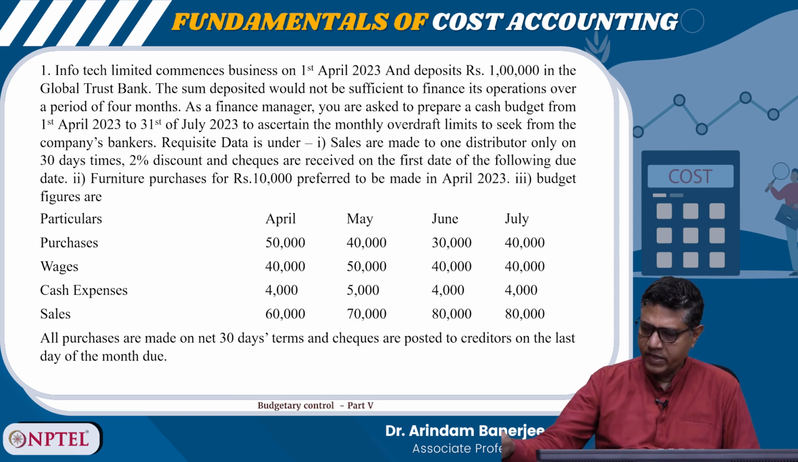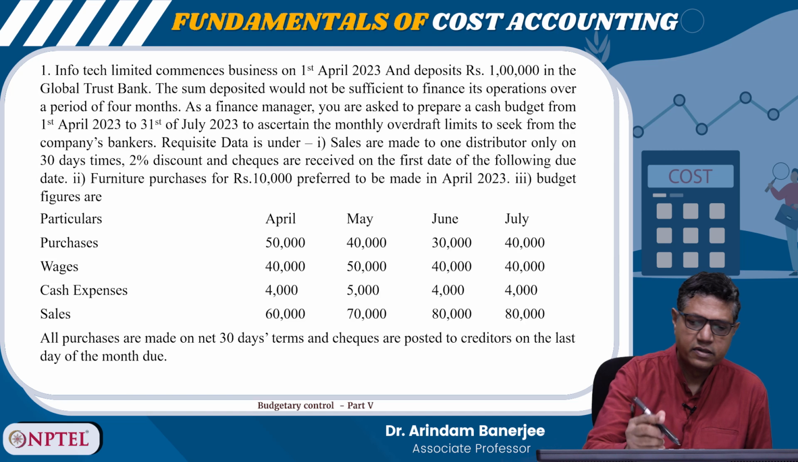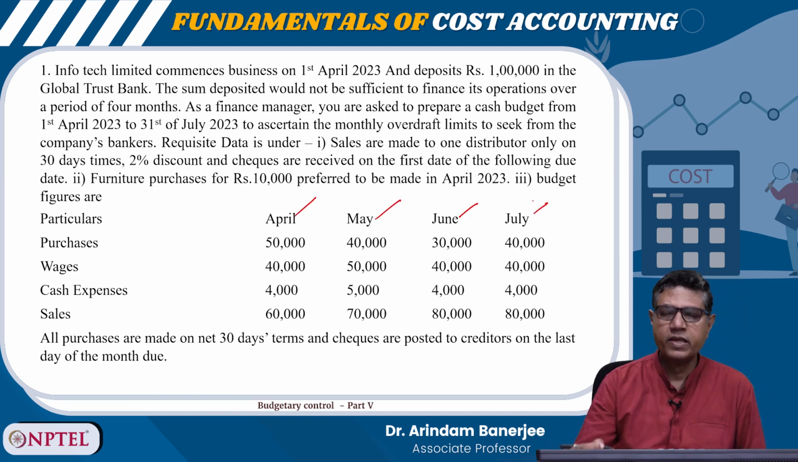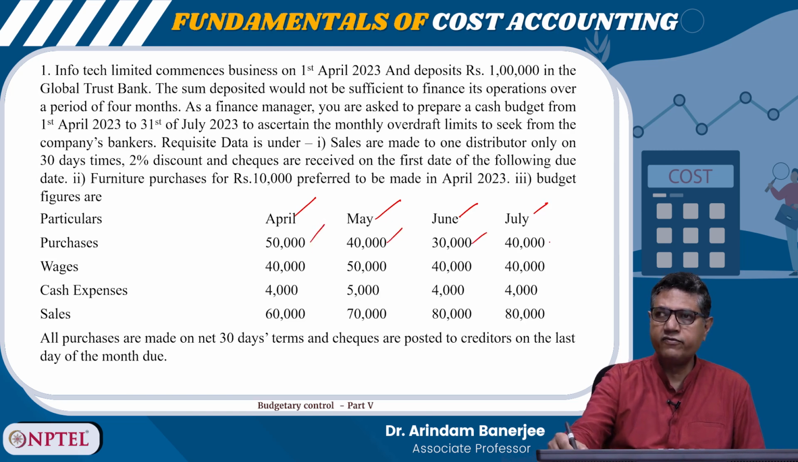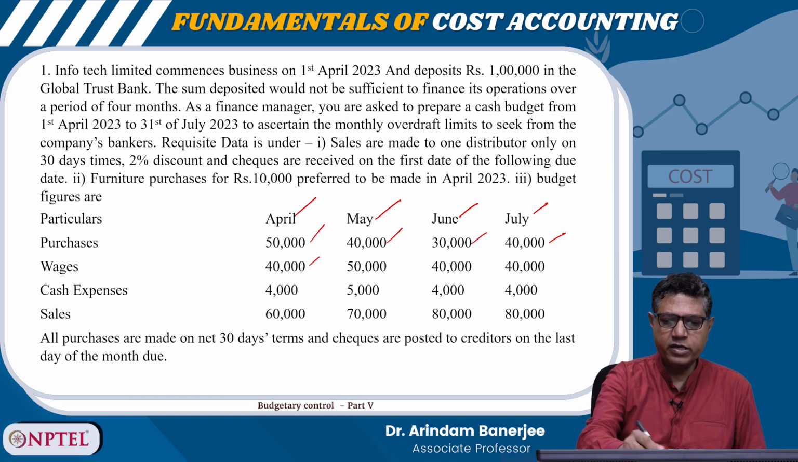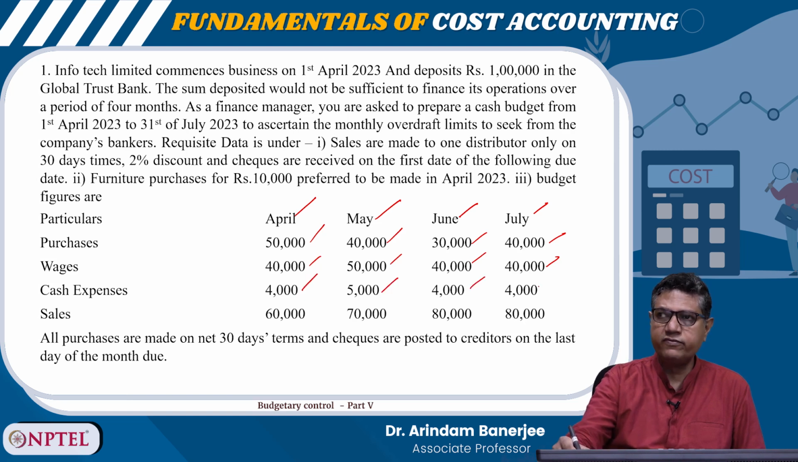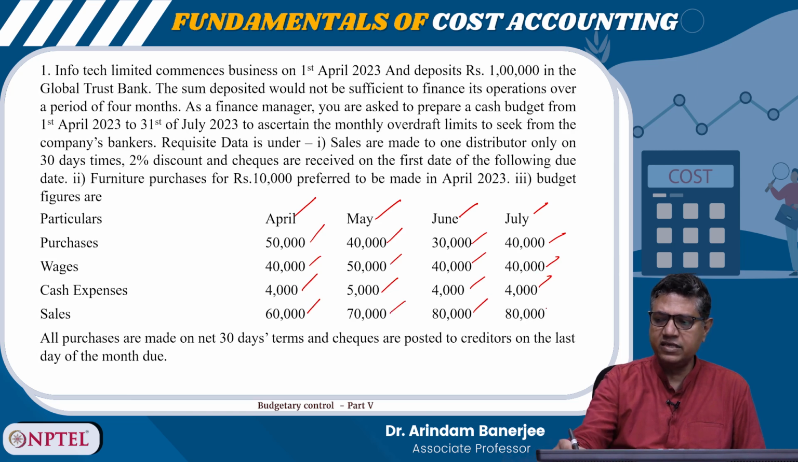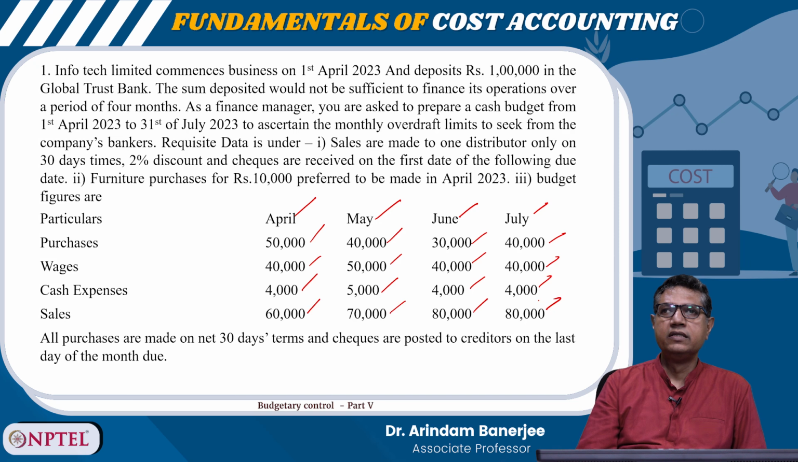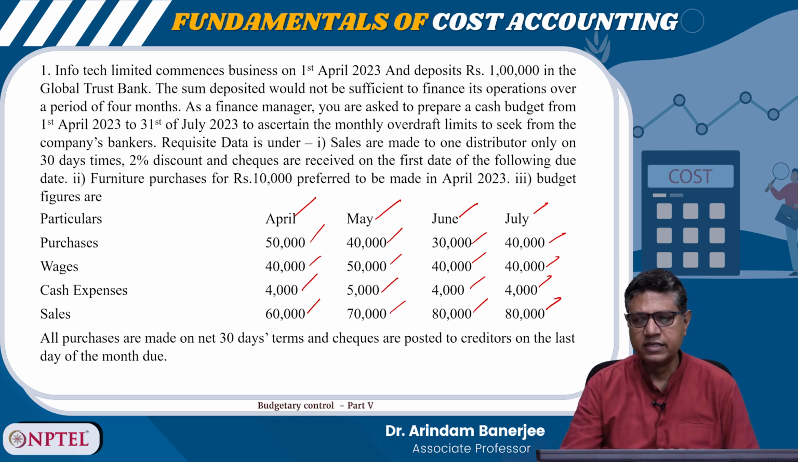Budget figures are April, May, June, July. Purchases: 50,000, 40,000, 30,000, 40,000. Wages: 40,000, 50,000, 40,000, 40,000. Cash expenses: 4,000, 5,000, 4,000, 4,000. Sales: 60,000, 70,000, 80,000 and 80,000. So, these are the figures given in the budget.